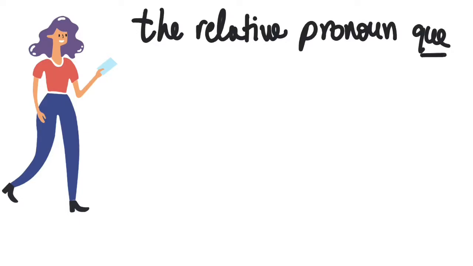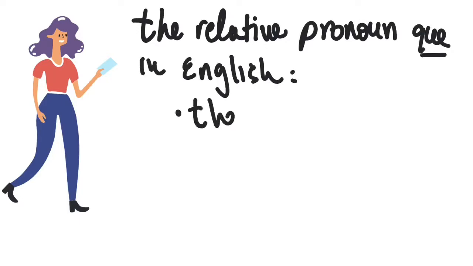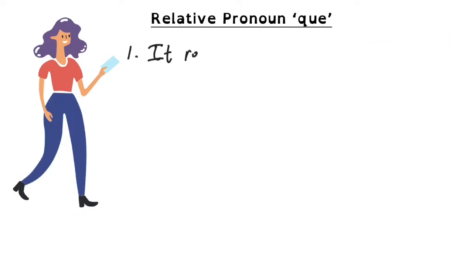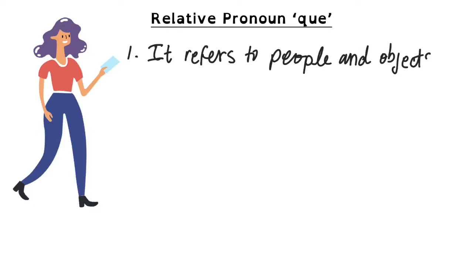So let's begin with the relative pronoun que. In English, this could mean that, which, who, and whom. First, it refers to people and objects.